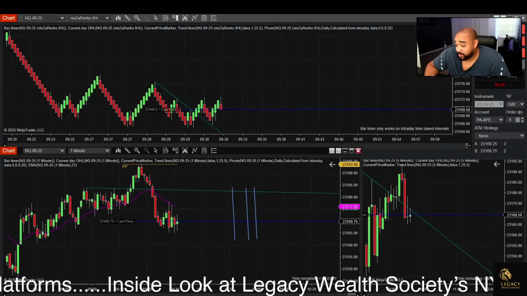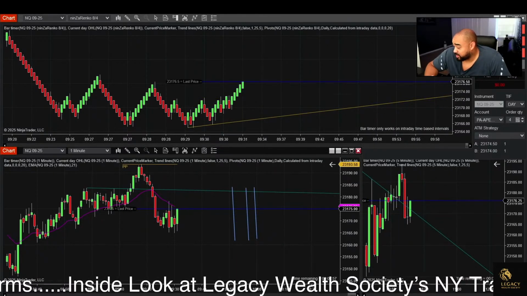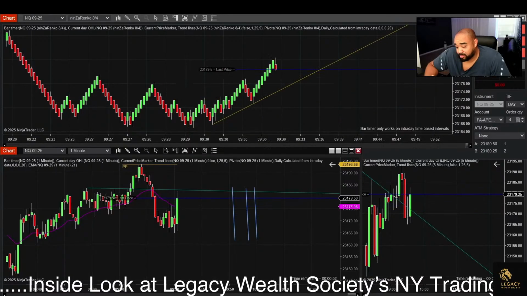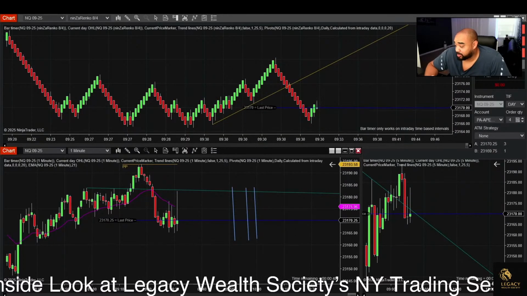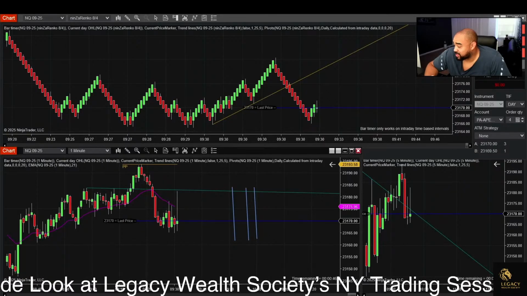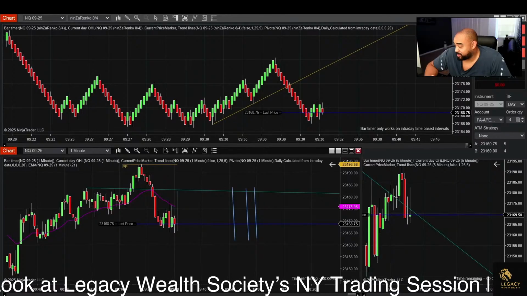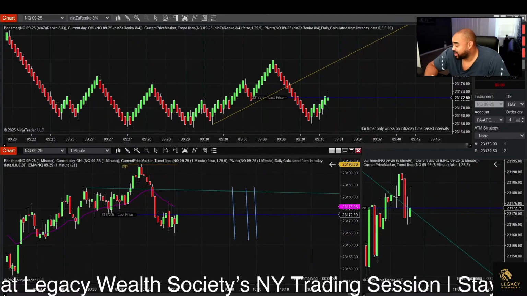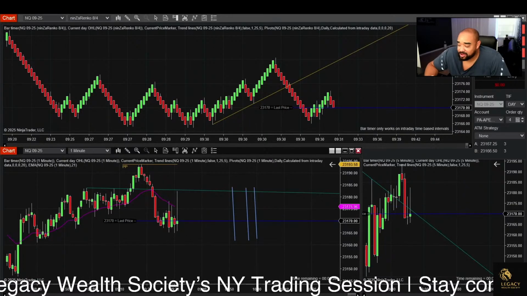Here we go. Market's open. Waiting for these sellers to step in, because those wicks on those candles are crazy on the past two. Look at the 5 minute, looking at the 2 minute.